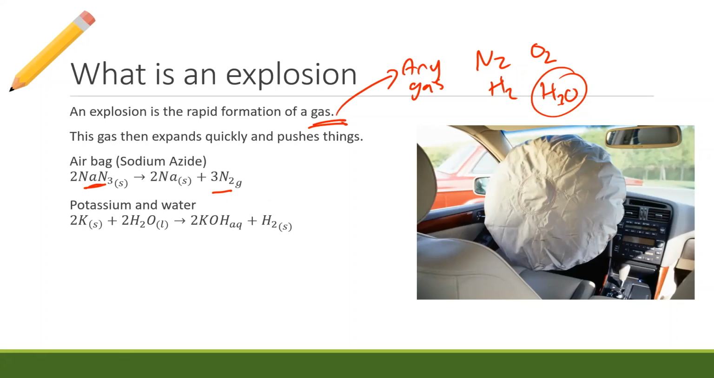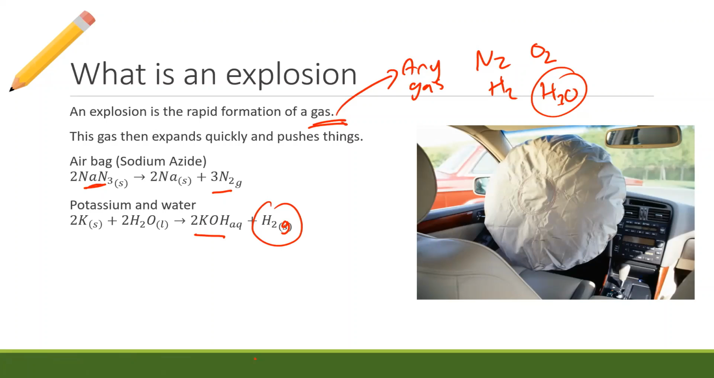The second one is potassium added to water. This is very similar to the experiment that we did when we added sodium to water. Potassium added to water makes potassium hydroxide, but it also makes hydrogen gas. This is the part that should be a gas, sorry. This is the part that makes it an explosion. If you put too much of it in, that hydrogen will expand out really, really quickly, and that will cause a shock wave, which can shatter things.